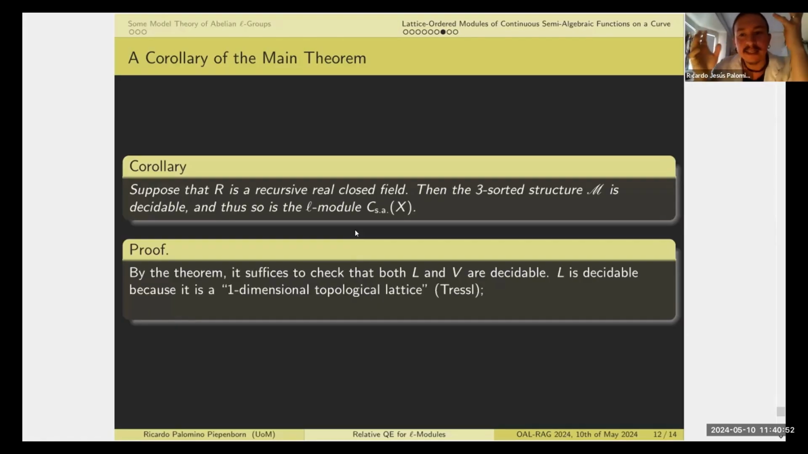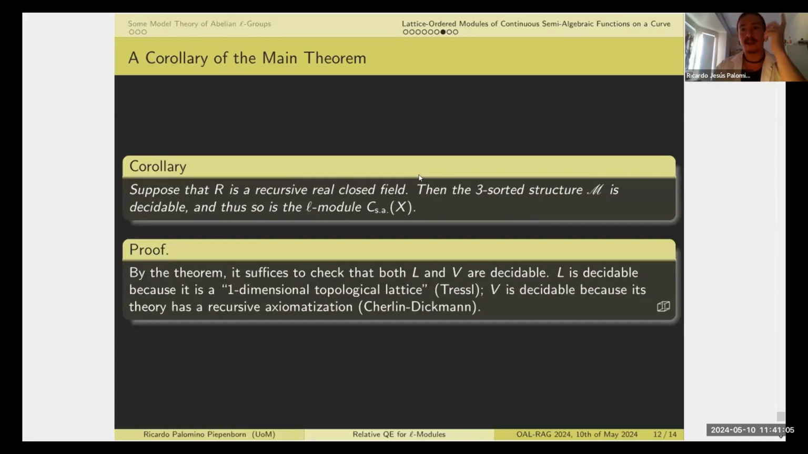The lattice is decidable because it's a so-called one-dimensional topological lattice. This is some work that Marcus has done, building upon the work of Grigorchik. And the ring of germs is also decidable. Essentially, this is work by Cherlin-Dickman. So this complete theory has a recursive axiomatization, and that gives decidability.